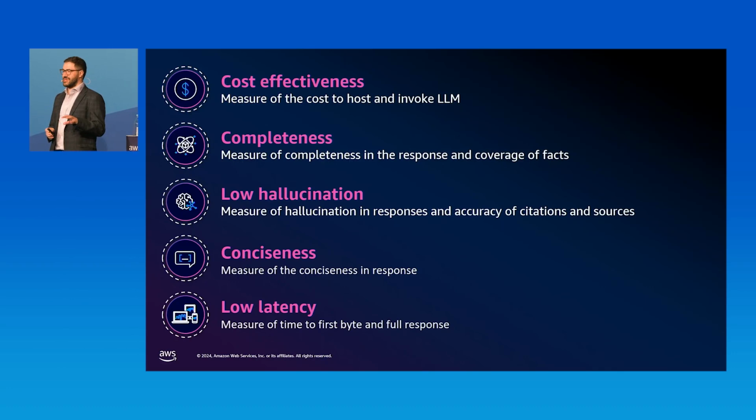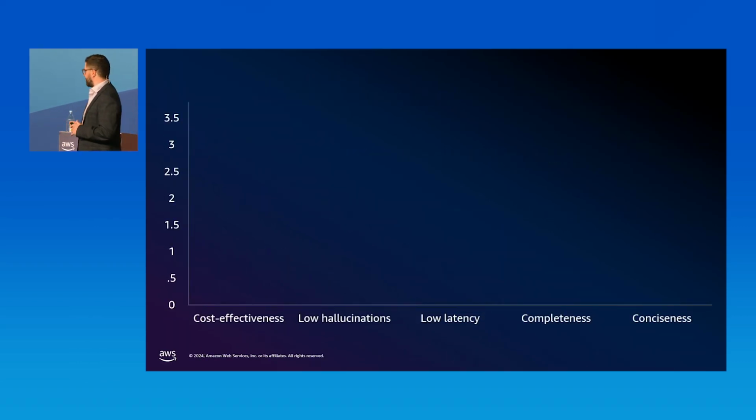So obviously the first one is cost. You want something that is cheap. Also, how complete are the models? How complete are the answers? Does it cover everything that you need? How often does it come up with things that don't exist? How often does it hallucinate? How concise are the answers? Do you want concise answers in your use case? And how fast, how low latency are these models, right? So let's look at some results according to these criteria.